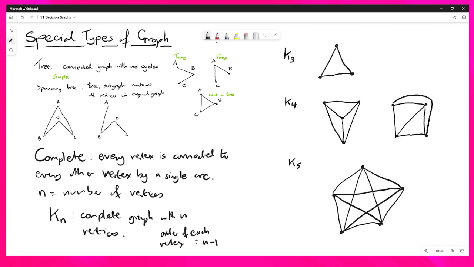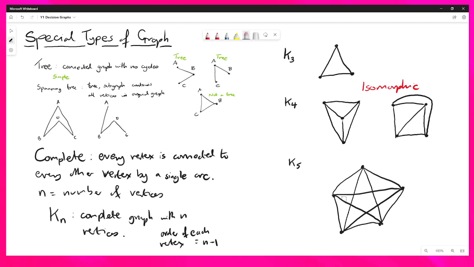The last term that's quite important, and we'll use this example here that we've drawn for K4 to describe it. And the term is isomorphic. Graphs are isomorphic if they display the same information but are drawn differently. These two graphs are isomorphic. They are effectively the same graph even if they don't look like it.